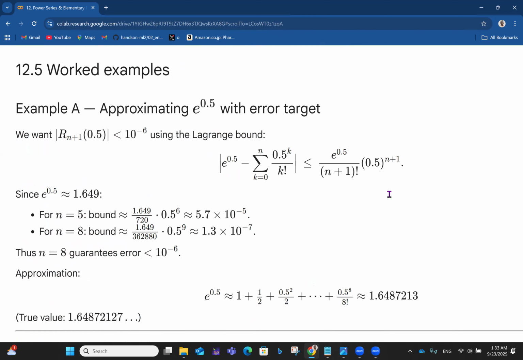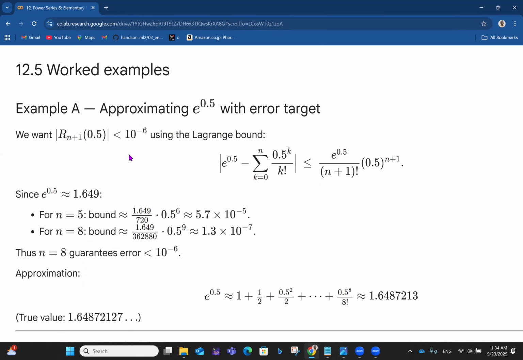For these worked examples, example A: approximating e raised to 0.5 with an error target. We want the absolute value of R_{n+1} at 0.5 to be less than 10 raised to minus 6 using the Lagrange bound. So we have an error target, and we expand it like this. e raised to 0.5 minus the summation from k equals 0 to n of 0.5^k over k factorial is less than or equal to e raised to 0.5 over (n plus 1) factorial times 0.5 raised to n plus 1.